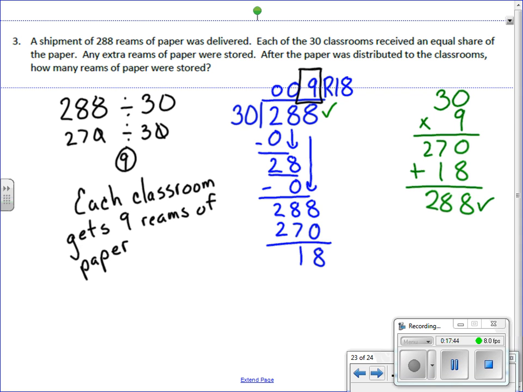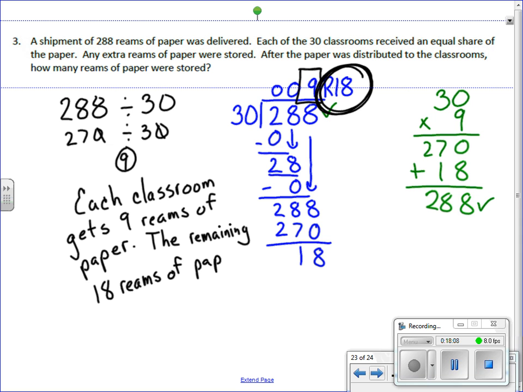The leftover paper is what is stored. The leftover paper ends up being our remainder. That's what's left over. The remaining 18 reams of paper are stored away.